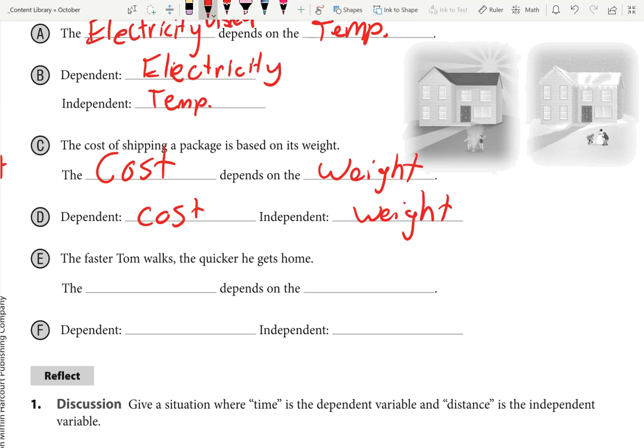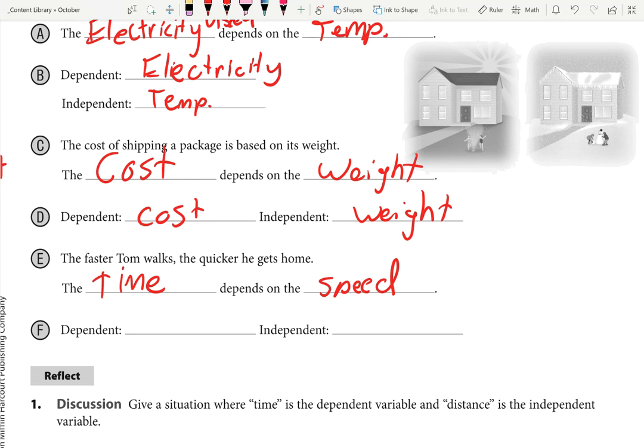The faster Tom walks, the quicker he gets home. Now, this one's a little bit different because it's actually using words that aren't in the problem. But in this case, the time it takes to walk home depends on the speed he walks. Because if he walks slower, it will take him longer to get home. If he walks faster, it takes him a shorter time to get home.